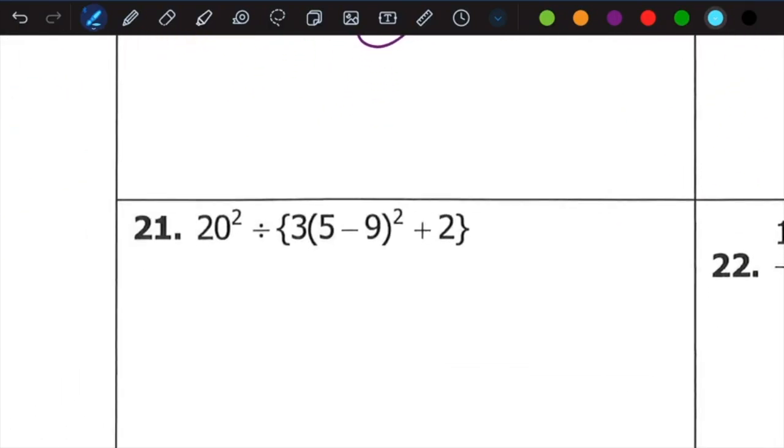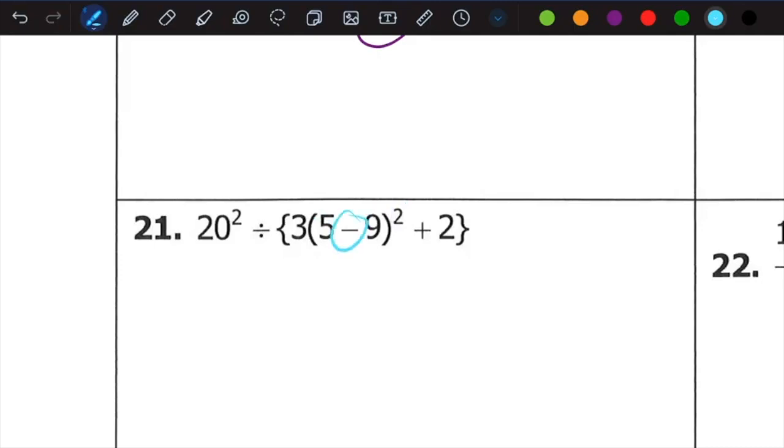Moving on to number 21. This brace is just another type of grouping symbol. So it's like a bracket or a parenthesis. You can treat it the same way. So inside here, I have two different sets. What do I do when I have two different sets of parentheses inside of the other? We do like the Pixar movie, and we work inside out. So I do the inner one first. So I do 5 minus 9 before doing anything else.